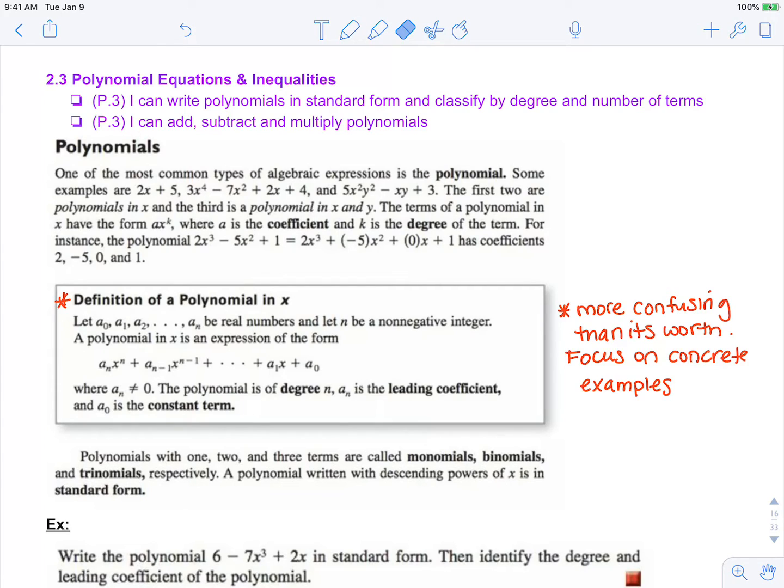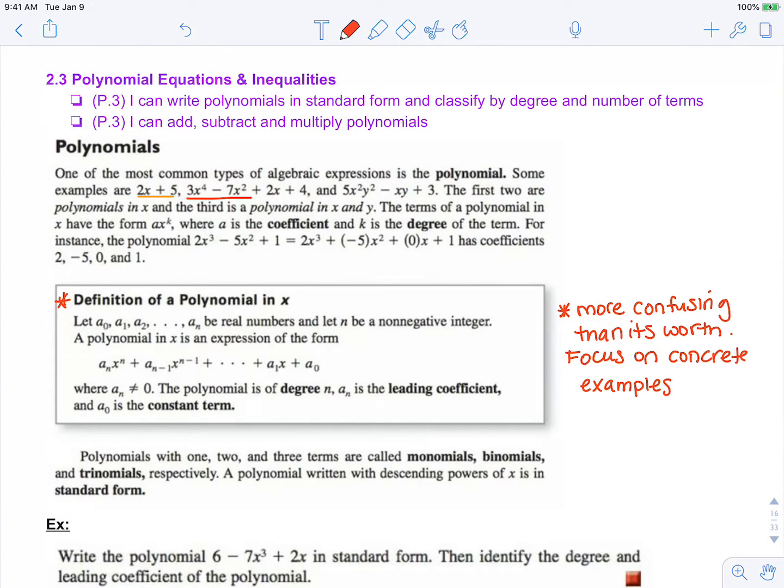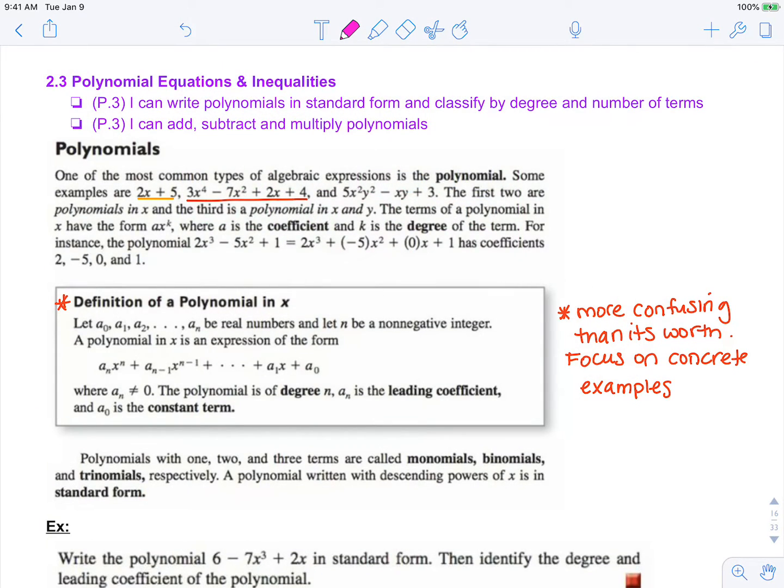One of the most common types of algebraic expressions is the polynomial. Some examples are 2x plus 5, 3x to the fourth minus 7x squared plus 2x plus 4, and 5x squared y squared minus xy plus 3, to name a few. The first two are polynomials in only x, and the third is a polynomial in x and y.